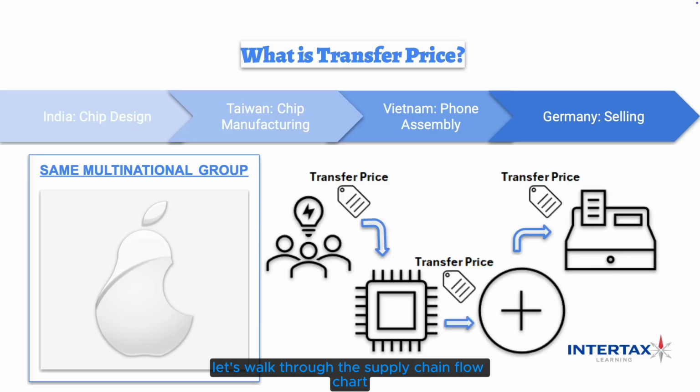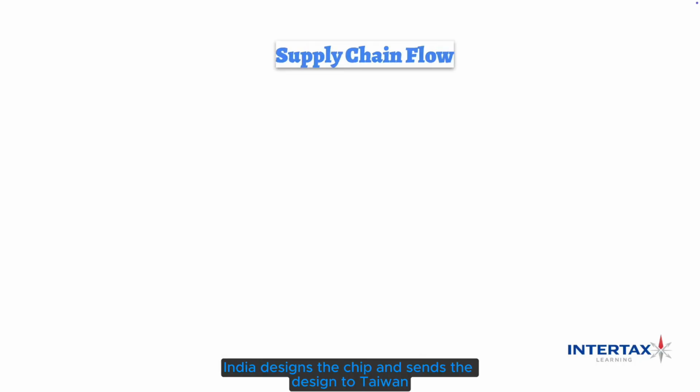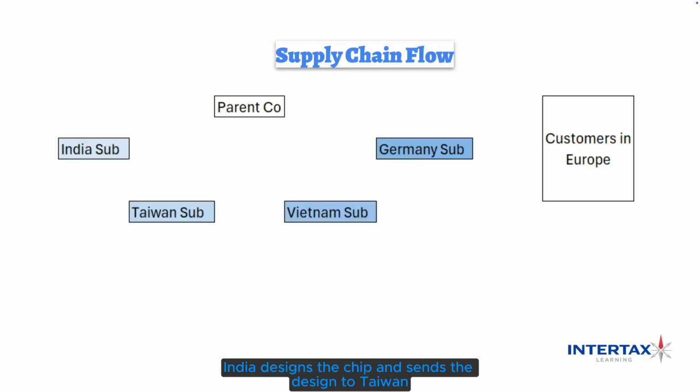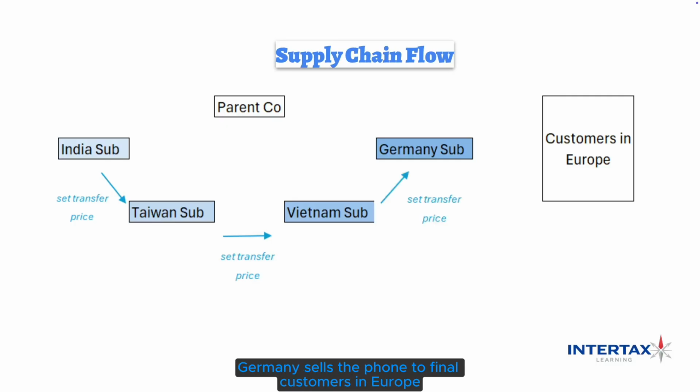Let's walk through the supply chain flow chart. India designs the chip and sends the design to Taiwan. Taiwan manufactures the chip and sells it to Vietnam. Vietnam assembles the phone and sells it to Germany. Germany sells the phone to final customers in Europe.